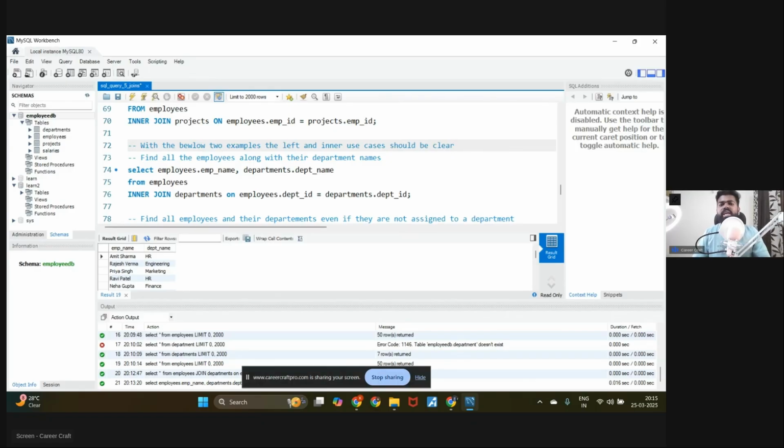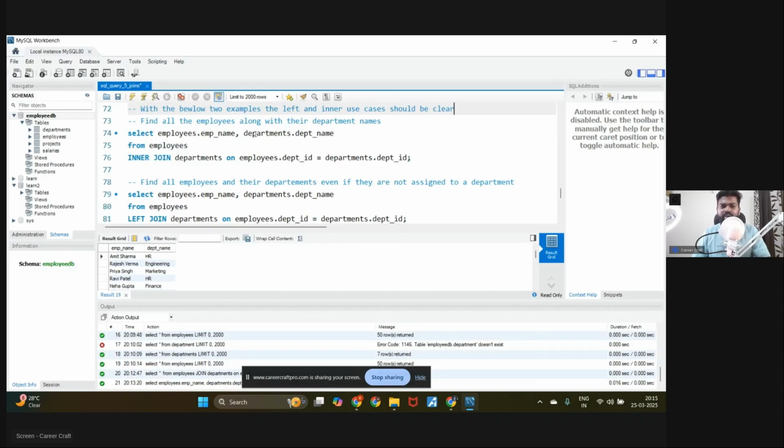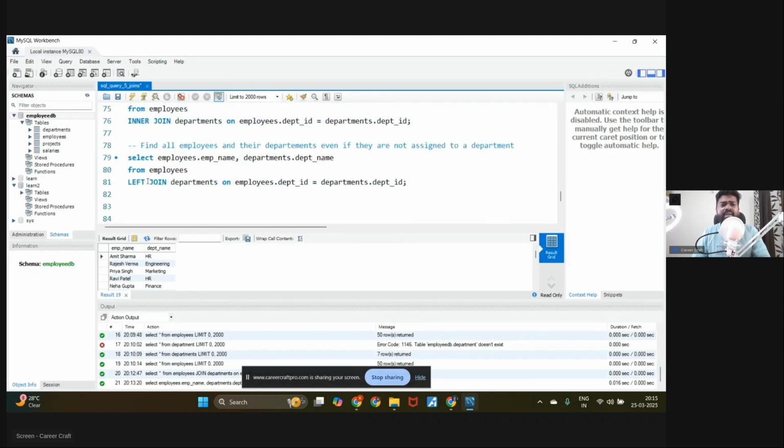At any point of time, you will not get confused about when to use left join and inner join. Because if you know left and inner, right is nothing. Cross you will never use. Full outer join is not available in MySQL. So you need to effectively understand only two things: inner and left. That's it.